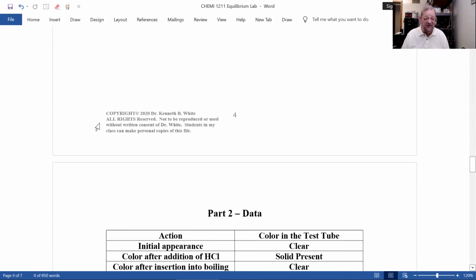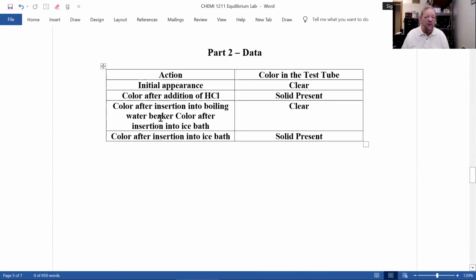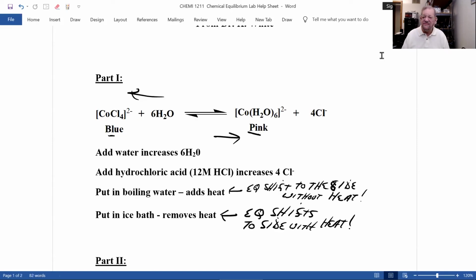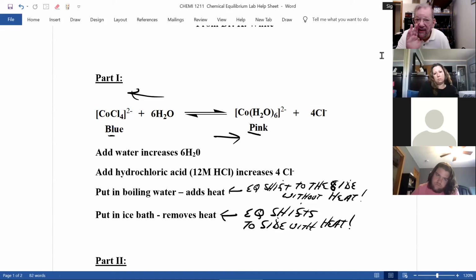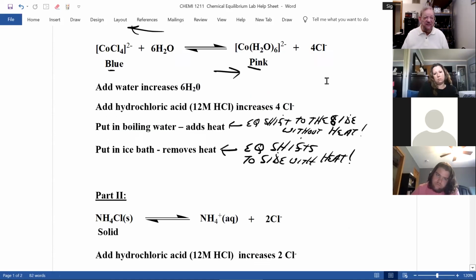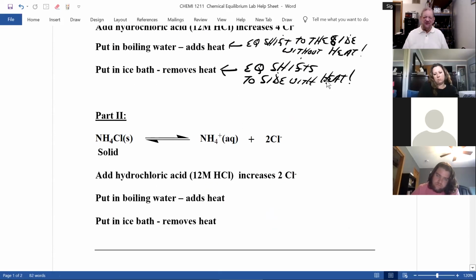Now I have the other things that I have here. When you put it in boiling water, it's clear. When you put it in an ice bath, there's a solid present. And don't tell anybody I'm being nice, but I also put part two in the help sheet.